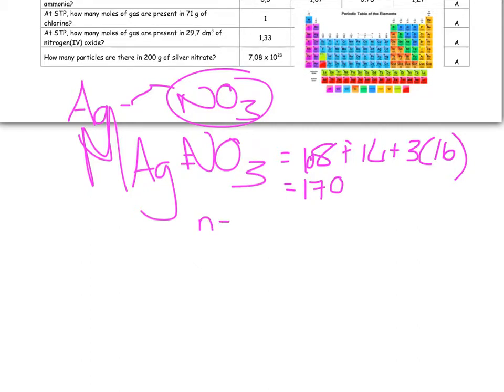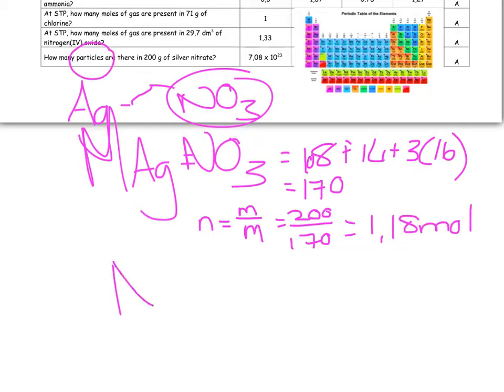And then we're going to say number of moles is equal to mass over molar mass, which is equal to 200 divided by 170, which is equal to 1,18 moles. But that's not the question. They want the particles. Number of particles, now we're looking at this triangle.